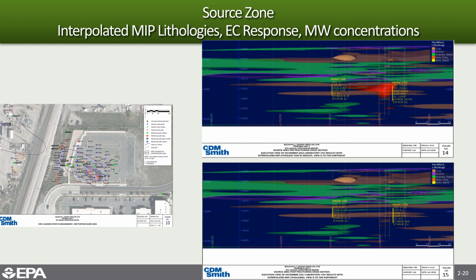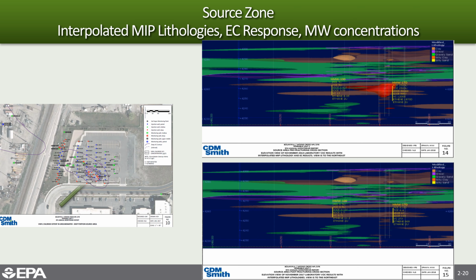So I mentioned the source zone and of course the 2014 MIP work and some of the follow-up work, but essentially these are some of the depictions from some of the visualization work where we're starting to look at the distribution of the highest MIP responses that you see here in red, and also some of the lithologies which can be teased out of the electrical conductivity response, in this case from the MIP itself.